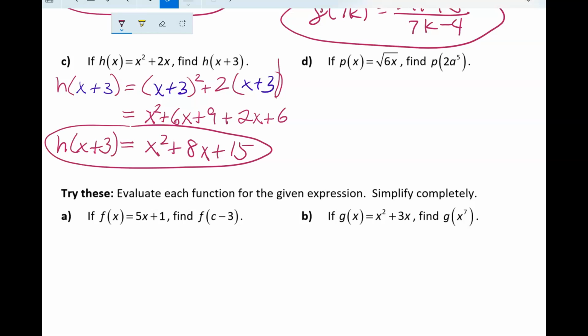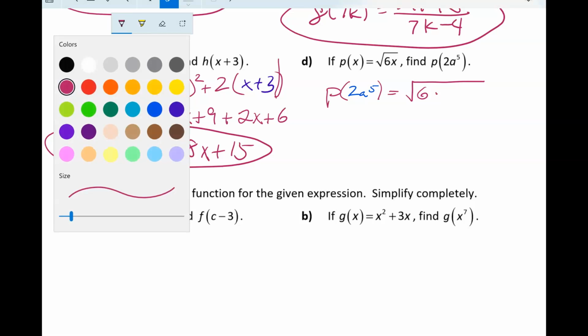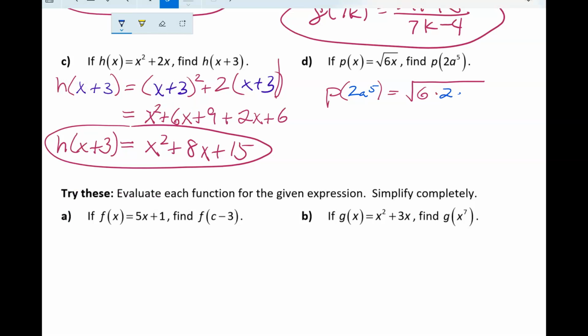Last one. P of x is equal to 6 times the square root of x, and we are to find p of 2a to the 5th power. So that's going to be the square root of 6 times 2a to the 5th power. Let's simplify on our right side. That's the square root of 12 times a to the 5th power.